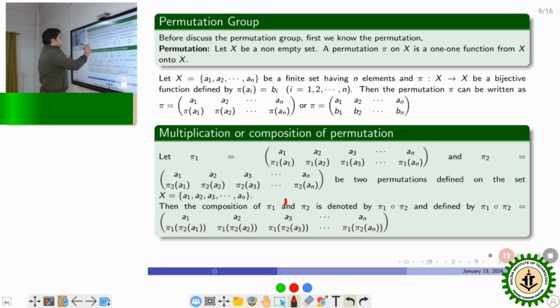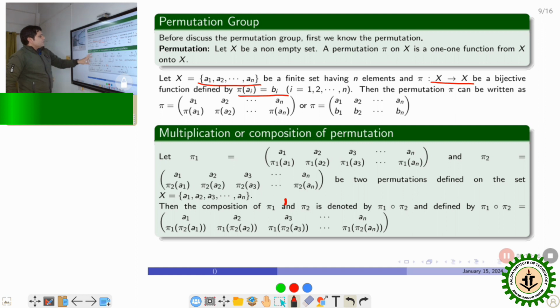If we take an example, X equals the set {a1, a2, ..., an}, a finite set having n elements. Then pi is a mapping from X to X, a bijective function, defined in this way: pi(ai) equals bi. That means the image of ai is bi. The permutation pi can be written as a1 mapped to pi(a1), a2 mapped to pi(a2), up to an mapped to pi(an). Or we also write pi equals a1 to b1, a2 to b2, up to an to bn.